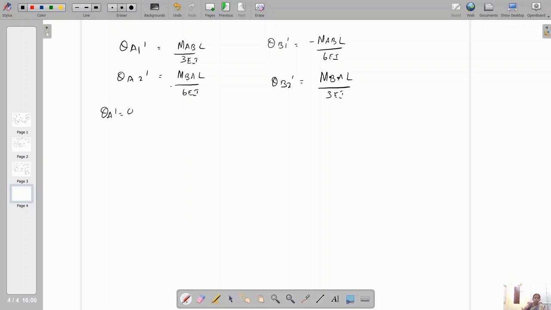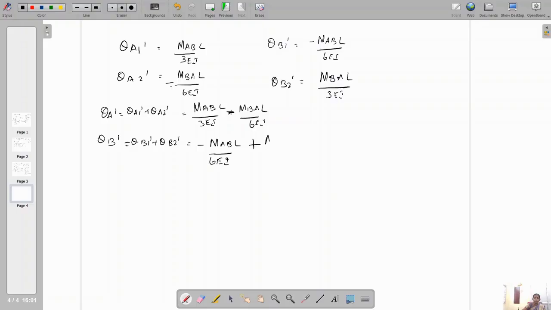Theta A dash equal to theta A1 dash plus theta A2 dash. Summing up, MAB L by 3EI minus MBA L by 6EI. Actually, this is minus, okay? This one is minus. Next one, theta B dash equal to theta B1 dash plus theta B2 dash, which is equal to minus MAB L by 6EI plus MBA L by 3EI.